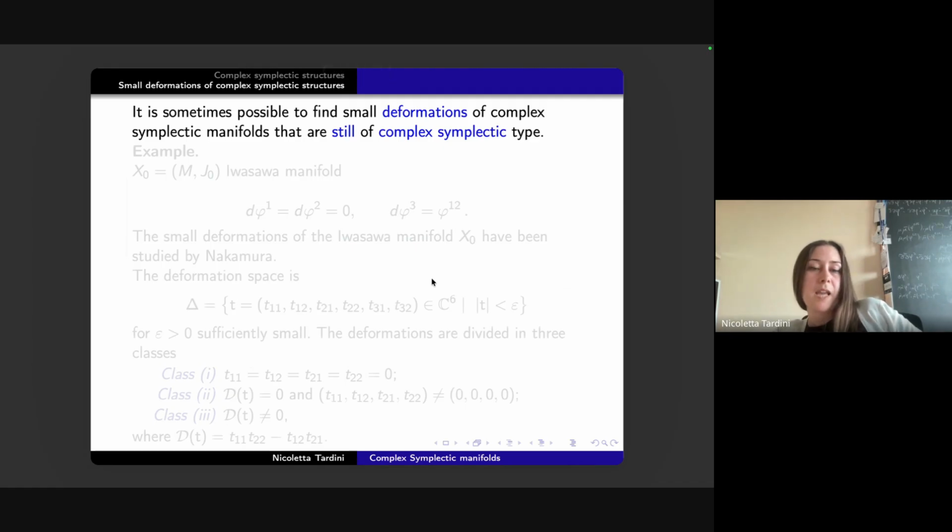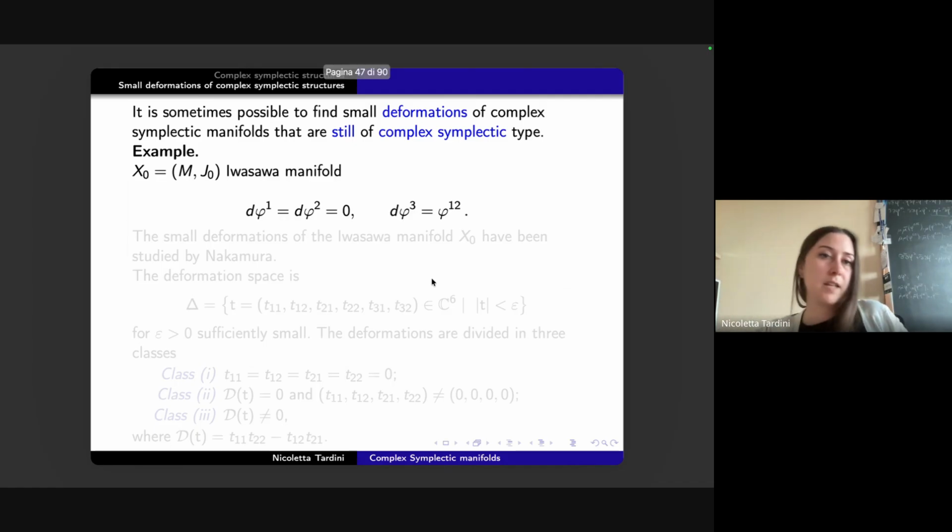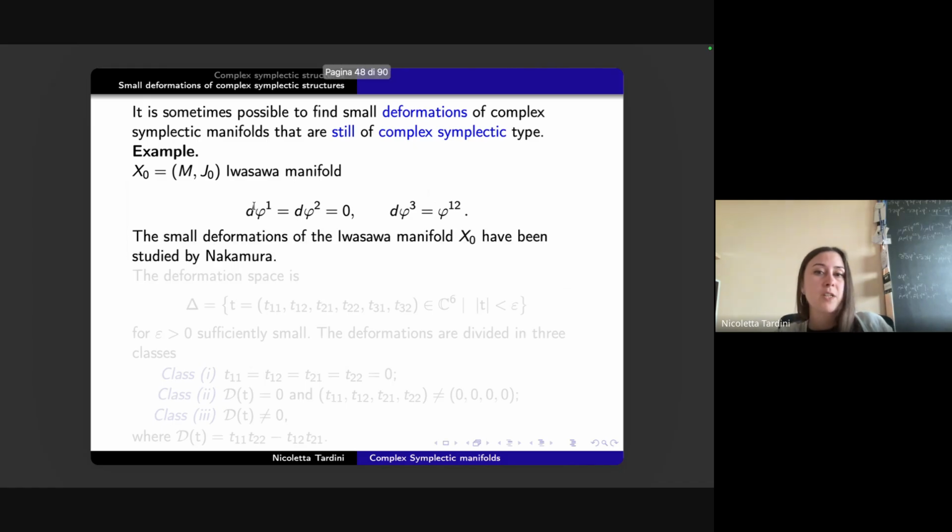And yeah, so again, we have these examples where we don't have stability, but we can have stability along another direction. For instance, you can take the Iwasawa manifold. Well, this is a three-dimensional manifold, okay? phi1, phi2 are closed, and the differential of phi3 satisfies this equation, so it's equal to phi1 wedge phi2. And this is, again, a nilmanifold. And the small deformations of the Iwasawa manifold are very well known. They have been studied first by Nakamura.